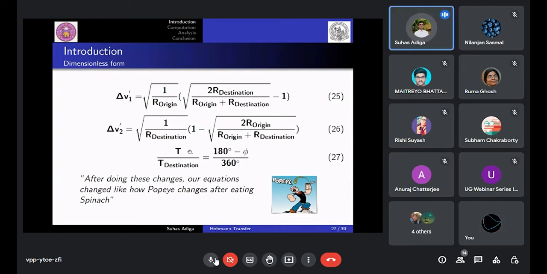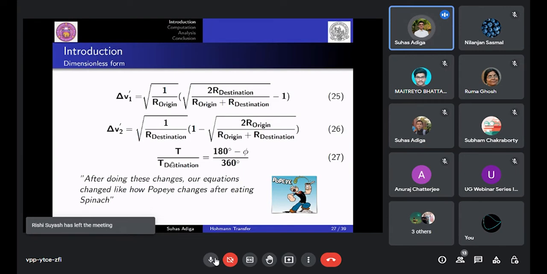No. Actually, t by t destination is just by ratio method. You can say that your planet takes, for one rotation, t destination time. That is, destination is just a suffix to imply that it is for your destination planet. So you know that your planet takes this much time for 360 degrees, and then you know that you're traversing 180 minus 5 degrees in the given time t. Because you know this time t now from the previous derivation using Kepler's law, we can find the eccentric anomaly. I hope it clears your doubt.